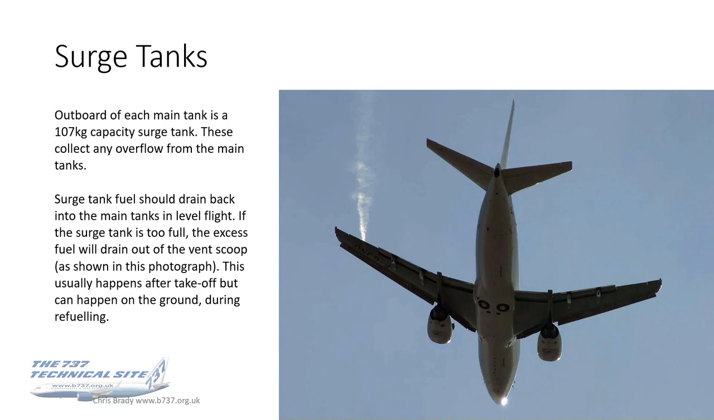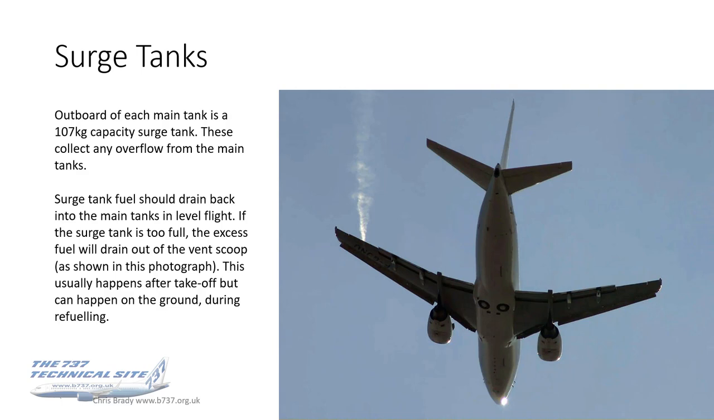So just coming on to surge tanks then, as we've seen, outboard of each main tank you've got these surge tanks, and this photo here is capturing fuel coming out of a surge tank. What's probably happened here is that the main tank on that side has been overfilled. It's overflowed into the surge tank, which is why the surge tank is there. Now either some then started pouring out onto the apron, which would be an extreme case, or as is more usually the case, when the aircraft takes off and starts turning, then that surge tank fuel will start to drain out of the vent.